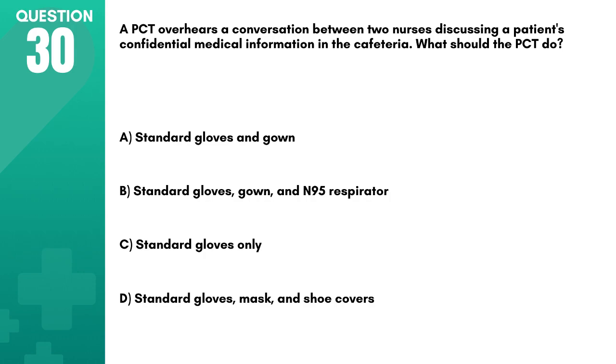Question 30. A PCT overhears a conversation between two nurses discussing a patient's confidential medical information in the cafeteria. What should the PCT do? A. Join the conversation and offer their opinion. B. Ignore the conversation, as they were not directly involved. C. Speak privately to the nurses afterward about HIPAA. D. Report the incident to the charge nurse or supervisor.